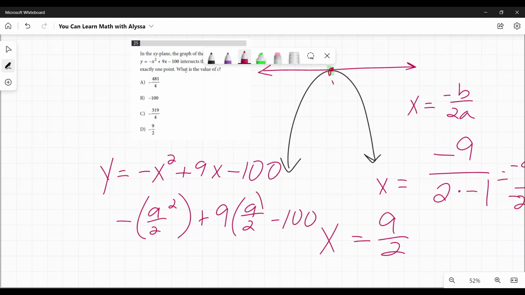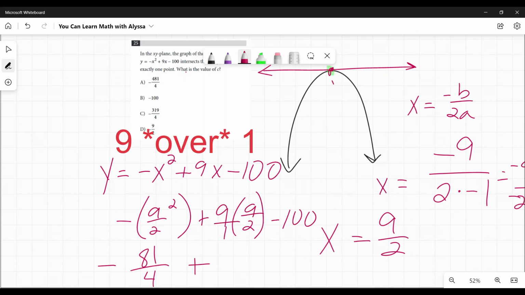Okay, so 9 halves squared is 9 halves times 9 halves, or 9 times 9 on top, 81, and 2 times 2 on bottom, 4. So negative 81 fourths plus 9 times 9 halves. You multiply it like it's 9 times 1: 9 times 9 on top, 81, and 1 times 2 on the bottom, 81 halves, minus 100.